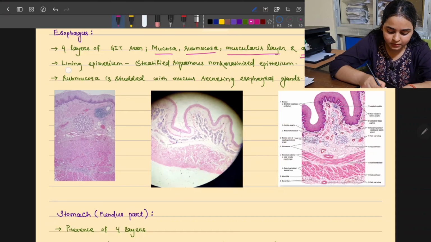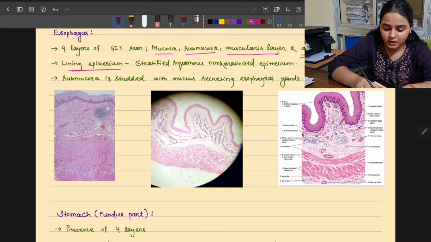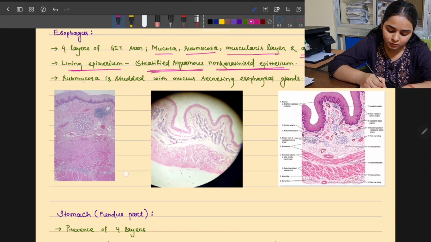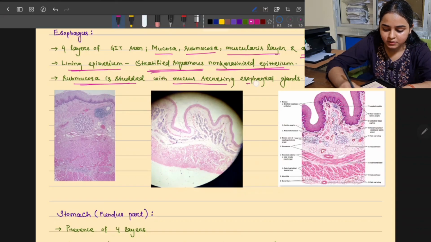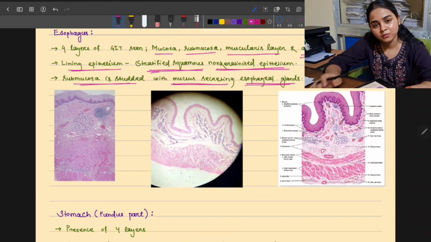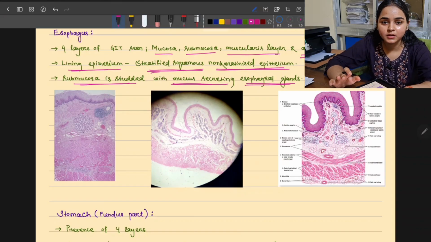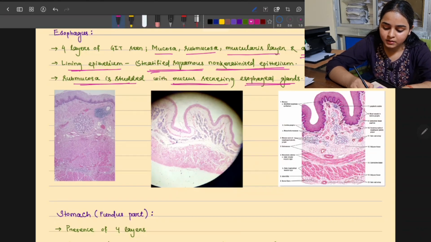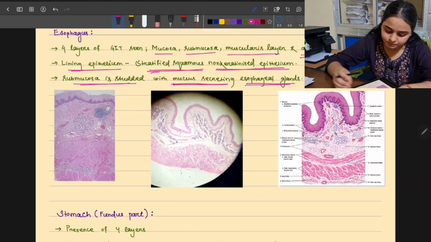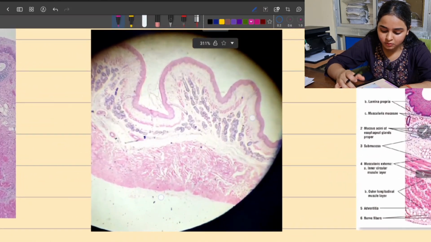Okay, the lining epithelium of esophagus is also stratified squamous non-keratinized epithelium, same as the tongue, and the submucosa is studded with mucus secreting esophageal glands. This is the most identifiable feature in esophagus, because esophagus spotting में भी दे देते हैं. So ऐसे ही सबम्यूकोसा में ग्लैंड्स वाला पार्ट फोकस करके दे देंगे और उसमें से तुम्हें पहचानना है कि एसोफेगस है. Okay, let's come to the microscopy picture first.